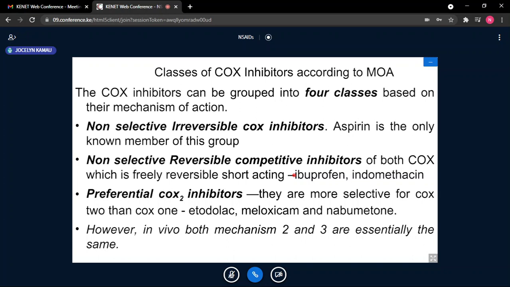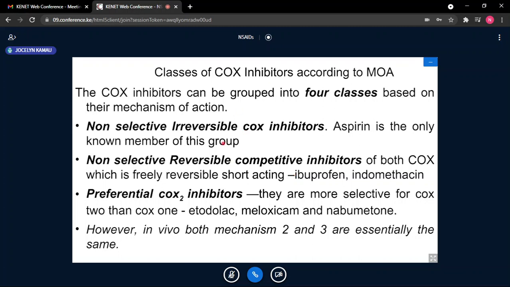Then we can also classify the non-steroidal anti-inflammatories depending on their mode of action. We do have those which are selective. We have those which are non-selective. We do have those which are preferential. They have more binding on COX-2, but they are not completely selective. They bind both COX-2 and COX-1, but they bind more strongly to COX-2, so we say preferential COX-2 inhibitor.